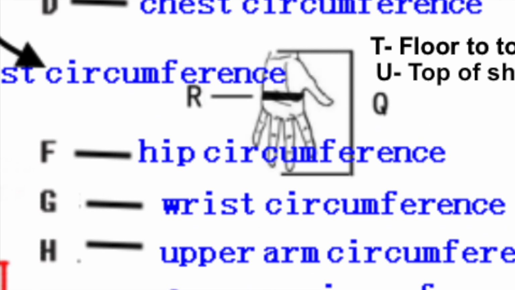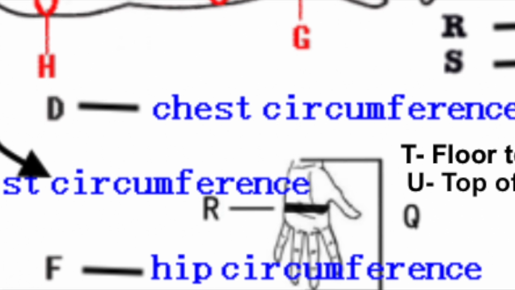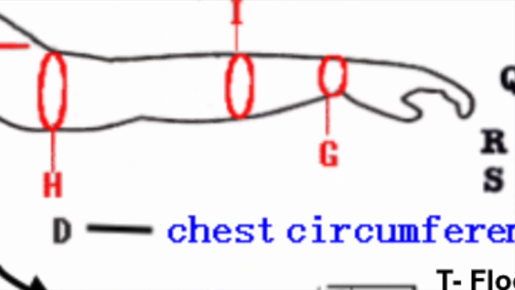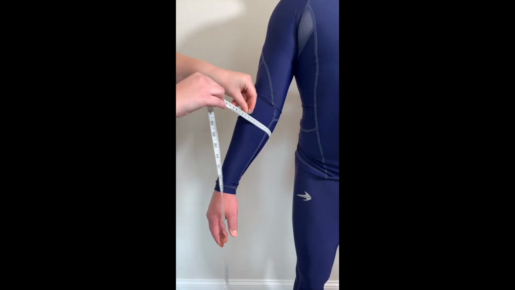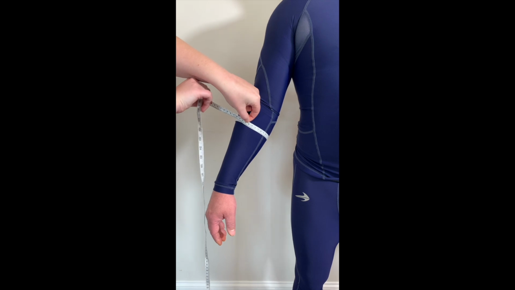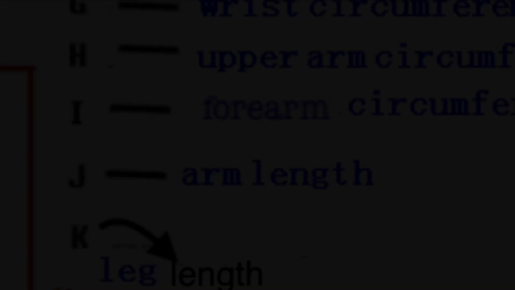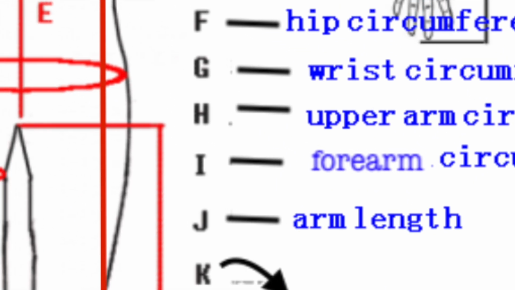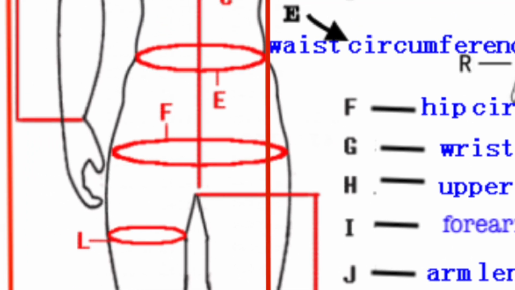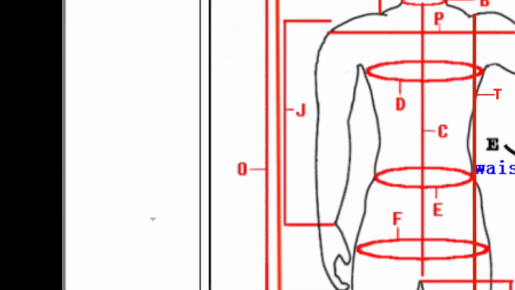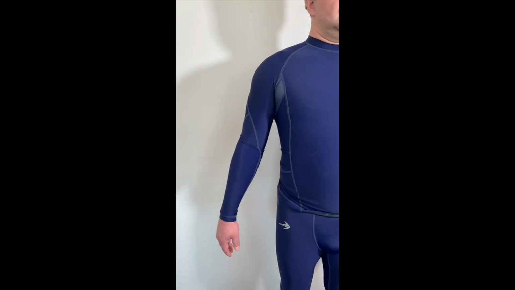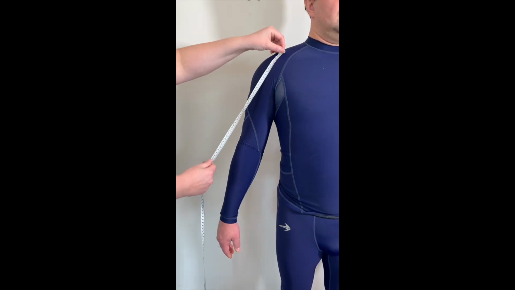I is the forearm circumference. Find the widest part of your forearm and measure there, again making sure to keep it even from side to side and front to back. J is your arm length. Find the bone at the top of your shoulder, measure to your wrist.